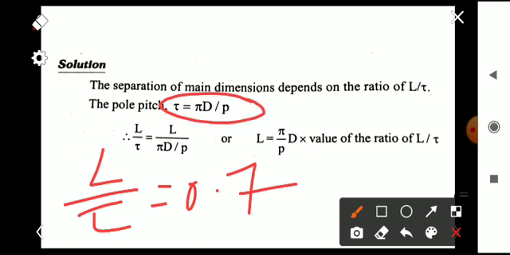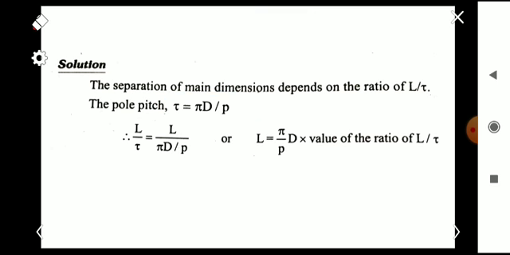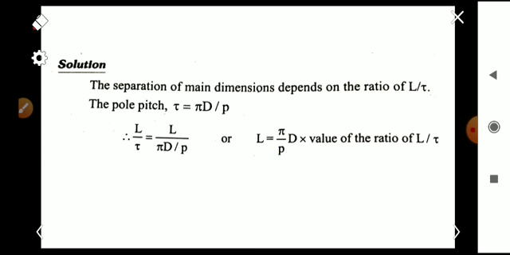Okay, so if we substitute that pi D by p instead of this tau, we can find a relation between this L and D. So here L by tau is equal to L by pi D by p, but here we must know the value of number of poles, but it is not given in the question. So we have to find the number of poles first, then we can proceed.